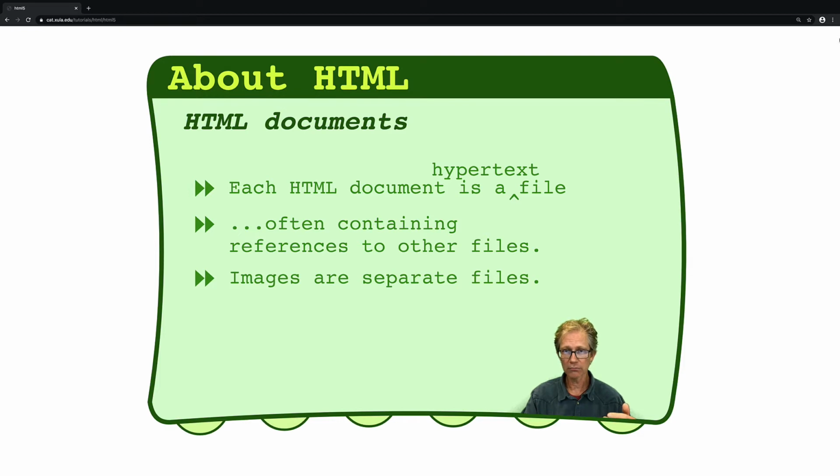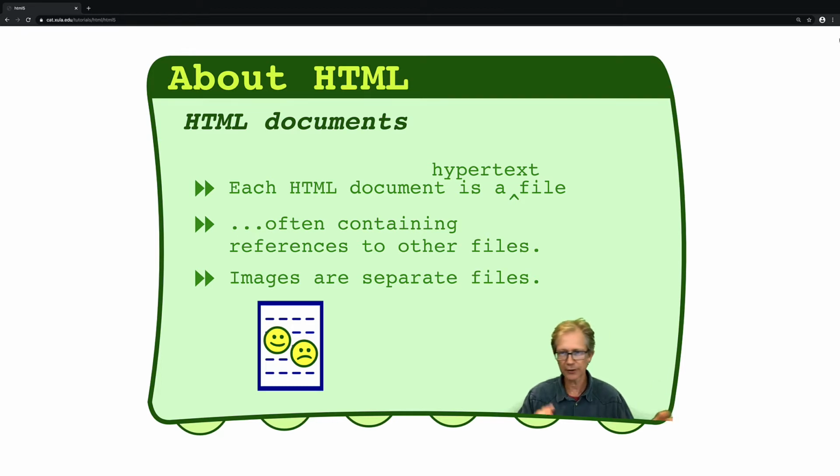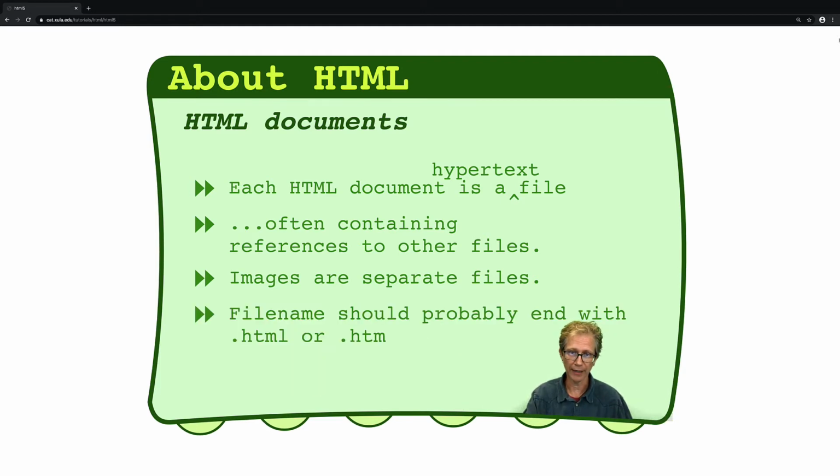Images are separate files. So forgive me if I'm belaboring the obvious, but if you've got a web page with a frowny face and a smiley face in it, two separate images, then you're talking about three files, okay? You've got the web page itself, which is, as mentioned, a text file, and then you have the two image files. Now, the file name itself for a web page should probably end with .html or .htm. There are other things as well, but those are the safe ones for the beginner.